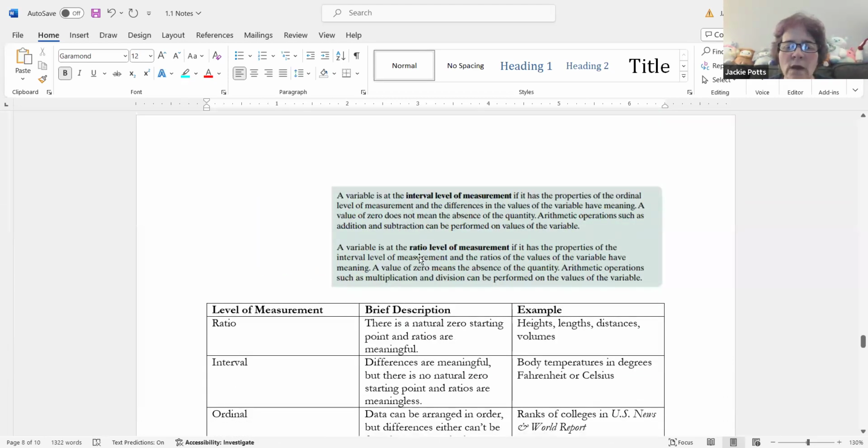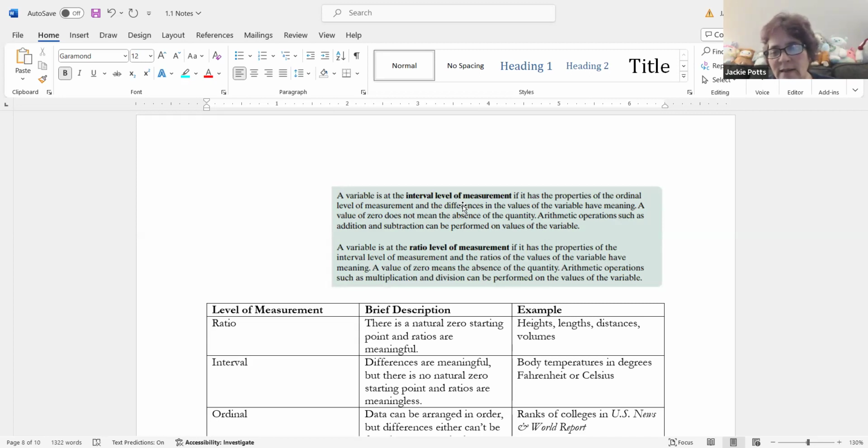Now we have interval and ratio. These are both quantitative, taking it a step further. Ratio means there's an ordinal level, and think heights, lengths, distances, volumes. Big thing is, the value of 0 does not appear in interval, but it does in ratio.